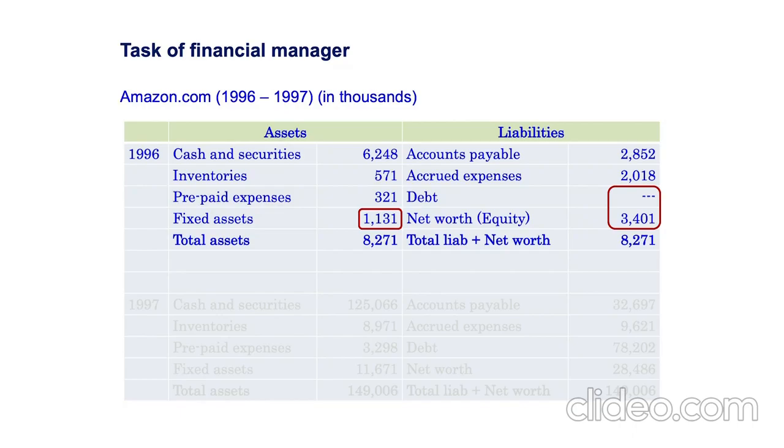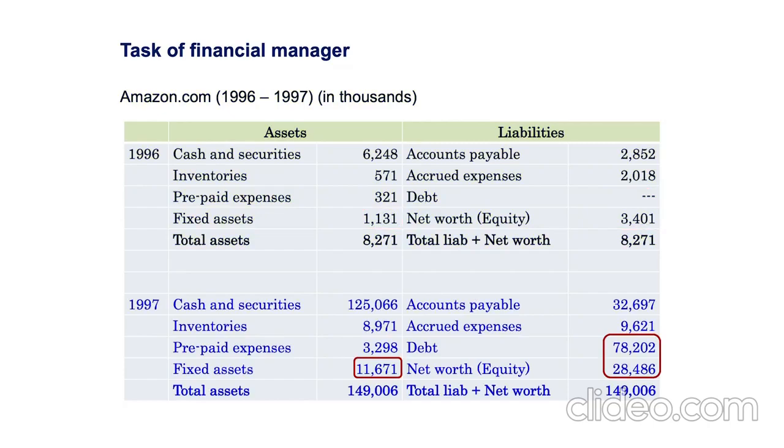On the liability side, Amazon has $2.8 million in accounts payable and $2.0 million in accrued expenses. It had no debt. The equity is $3.4 million. The total liability amounts to $8.2 million, the same as the total asset.